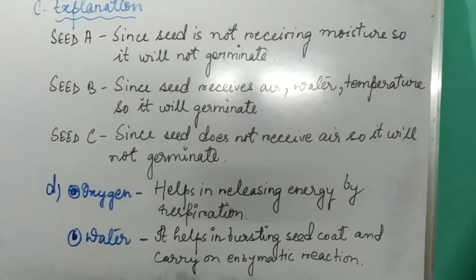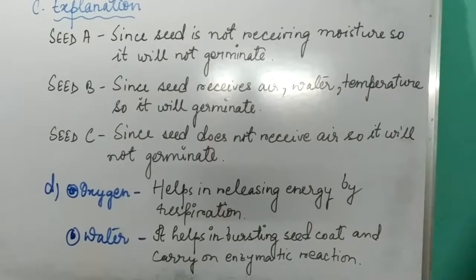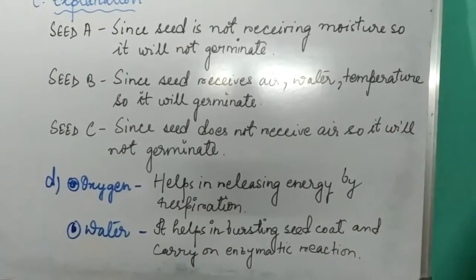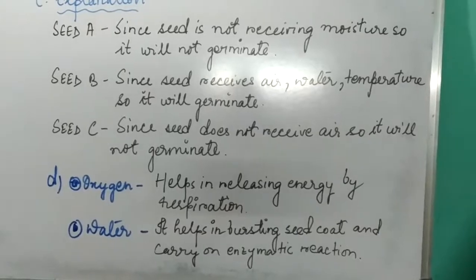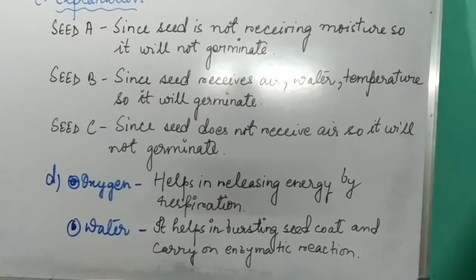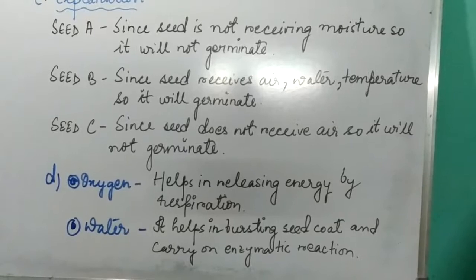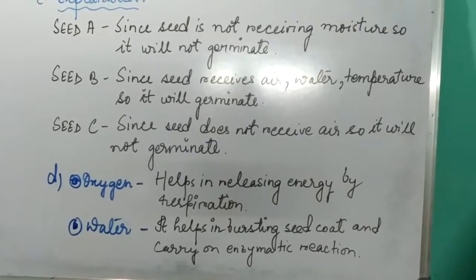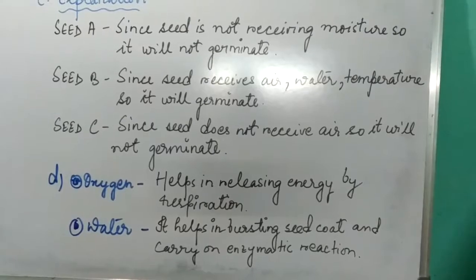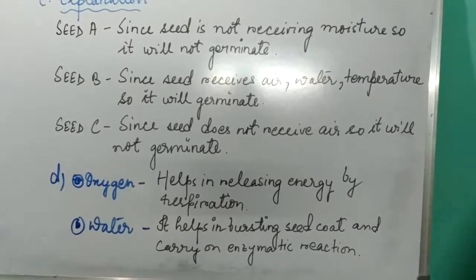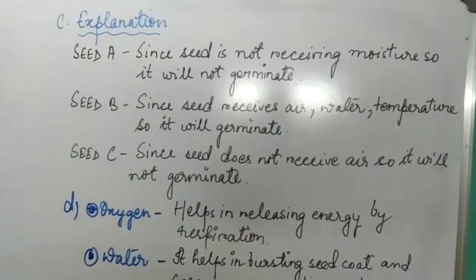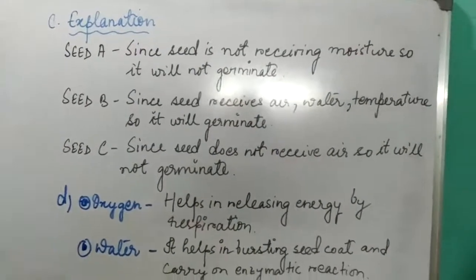And in case of water, as we know, water enters through the micropyle. So what happens after water enters through the micropyle? The seed coat bursts and slowly we see the radicle come out. And also the water helps in carrying out the enzymatic reactions inside the cell.